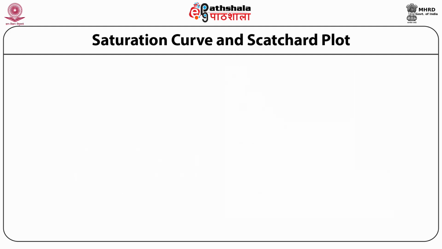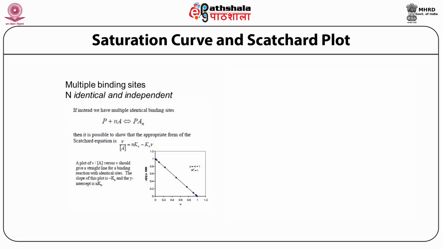Here we try to show the Scatchard plot for more than one binding site, or n number of binding sites. For multiple binding sites, n identical and independent: if instead we have multiple identical binding sites, P plus nA equals PAn, then it is possible to show the appropriate form of the Scatchard plot is V by A equals nKa minus KaV. A plot of V by A versus V should give a straight line for the binding reaction with identical sites. The slope of the plot is minus Ka and the Y intercept is nKa.